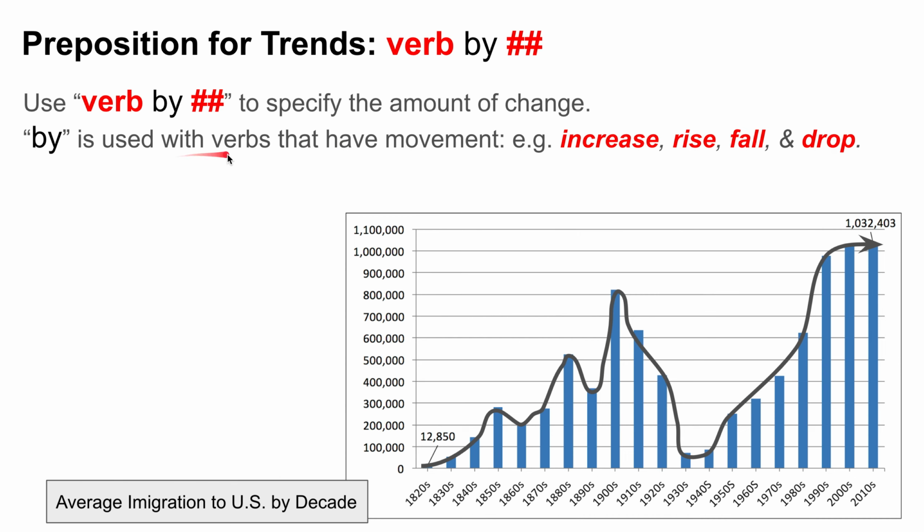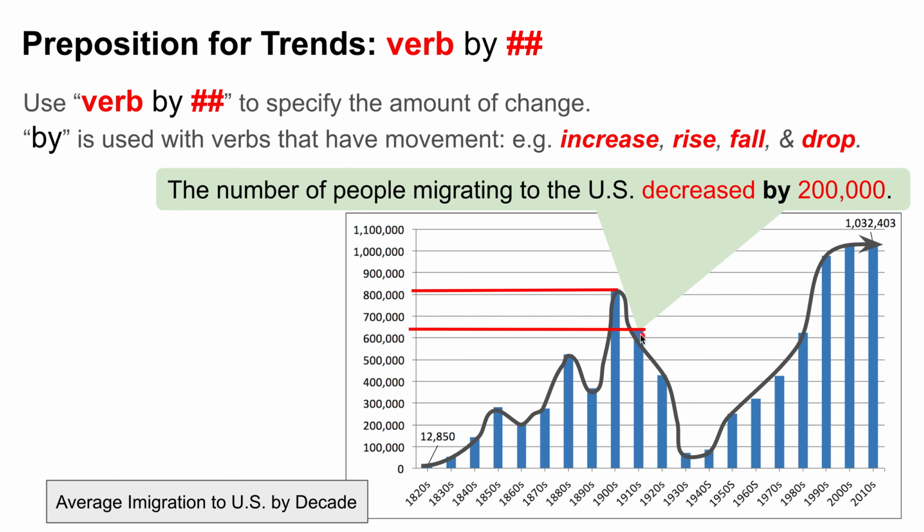By is used with verbs that have a movement, such as increase, rise, fall, and drop. So again, we're going to be looking at our changes from the 1900s to the 1910s, and looking at the 1910s specifically. In the 1910s, the number of people migrating to the US decreased by 200,000. Here, decreased is our movement verb.